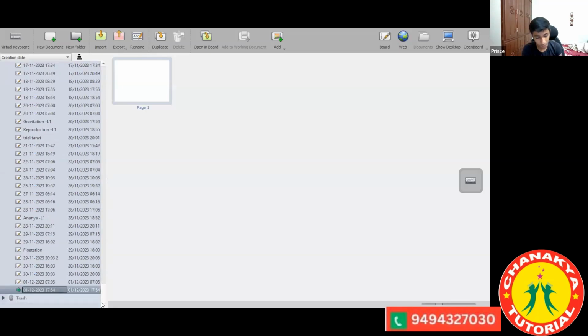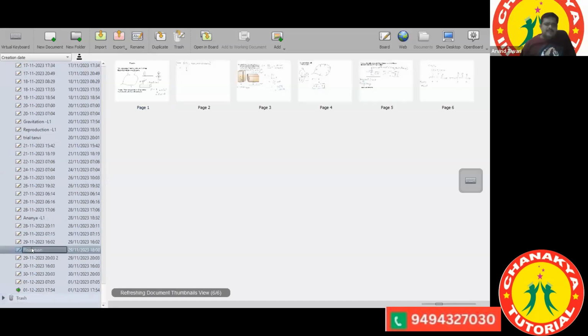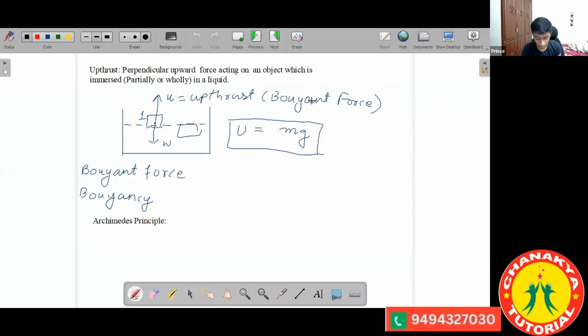Upthrust. Upthrust is the perpendicular upward force acting on an object which is immersed partially or wholly in a liquid. So that upward force is called upthrust.